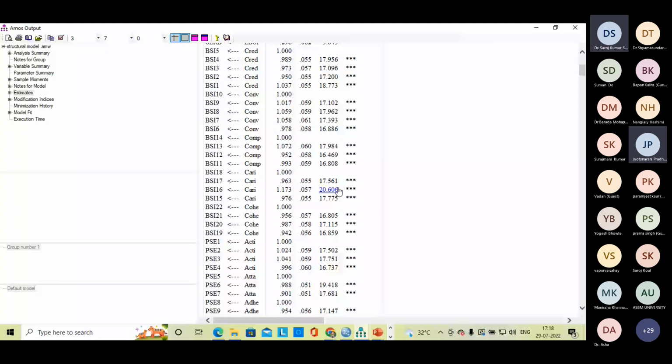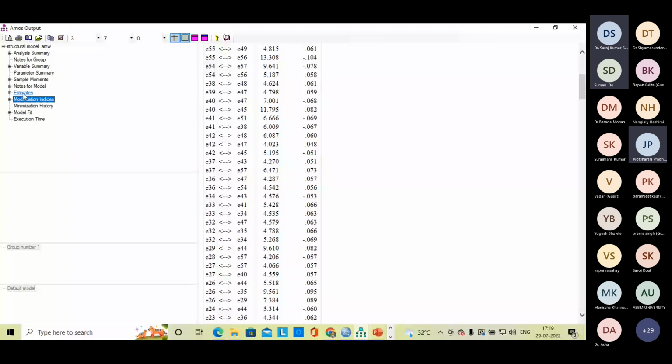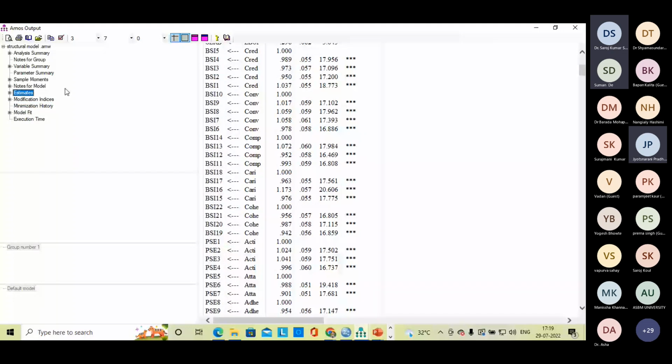The third important discussion is model fitting, which is very complex but easy to understand, because so many model fitting indices have been proposed by so many researchers. So let us go to the model fitting indices. Look here, there is an option. Sorry, it is not modification; it is model fit.